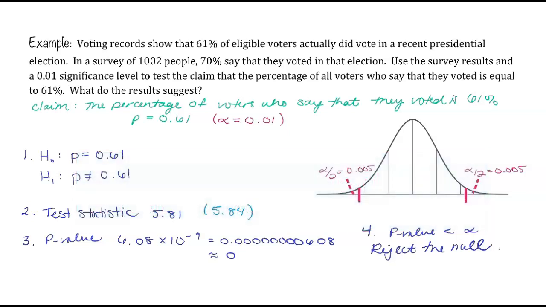A quick note for those of you that prefer the critical value method, you can use the INV norm function in your calculator or your z-table to find the two critical values. The left critical value here has a left area of 0.005, and we find a z-score of negative 2.575. The right critical value over here has a left area of 0.995, which corresponds to a z-score of positive 2.575. Clearly, our test statistic is way farther to the right, so we would still move to reject the null based on the fact that the test statistic is more extreme than the critical value.